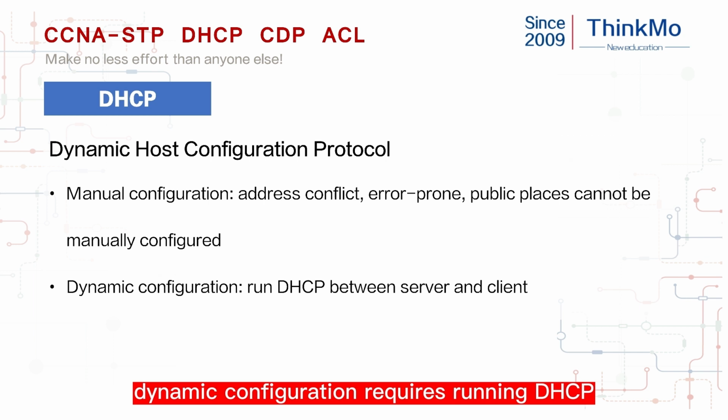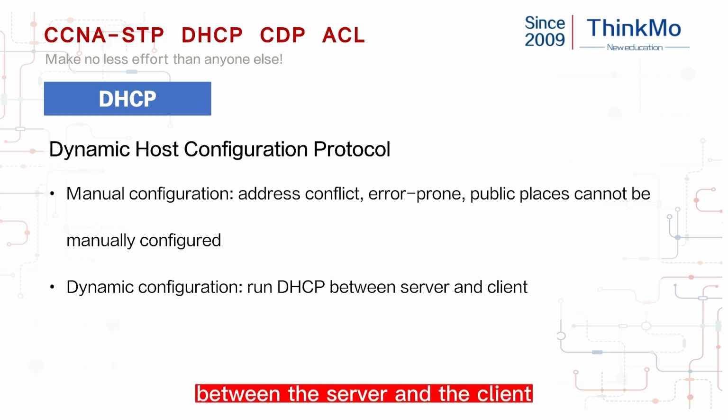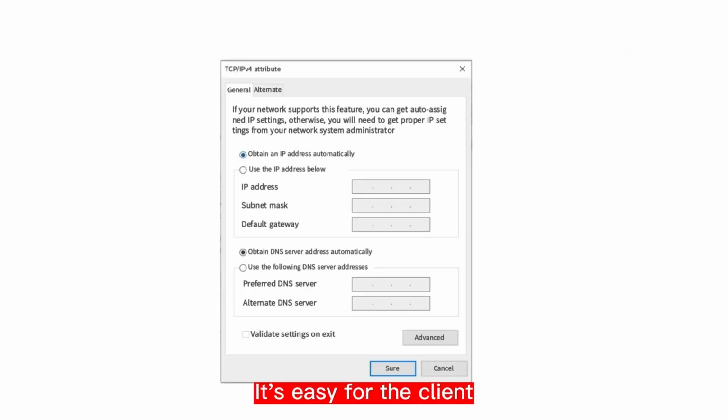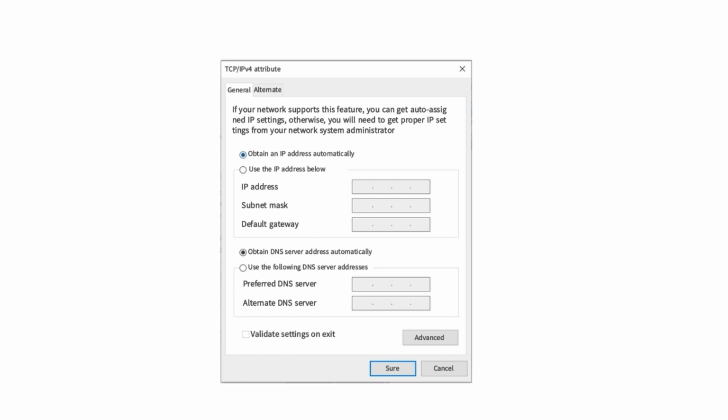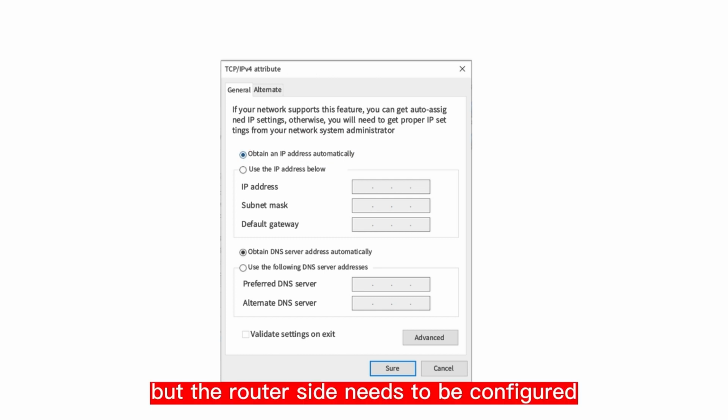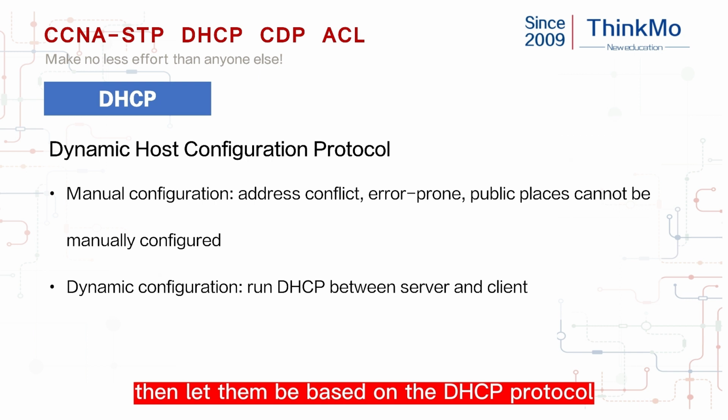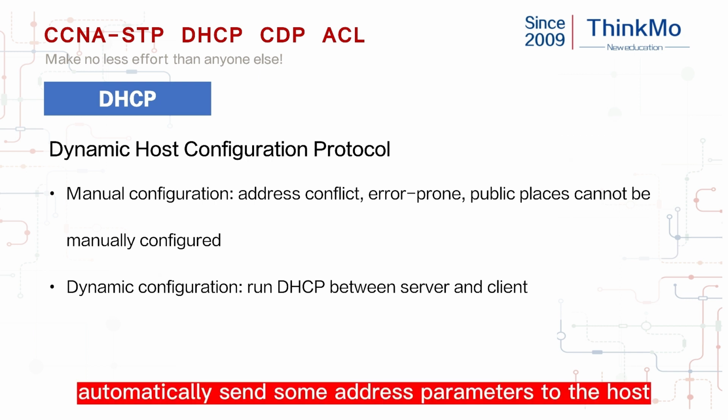Dynamic configuration requires running DHCP between the server and the client. It's easy for the client. You don't need to type the command. The client is a graphical interface. You just need to click this directly to run the protocol. But the router side needs to be configured. Then let them, based on the DHCP protocol, automatically send some address parameters to the host.